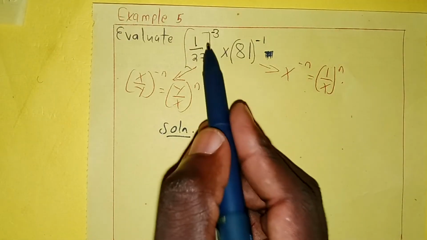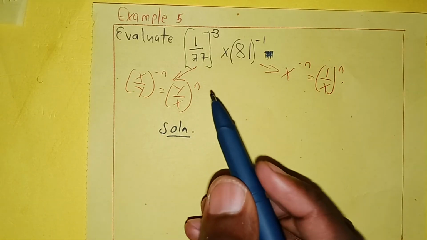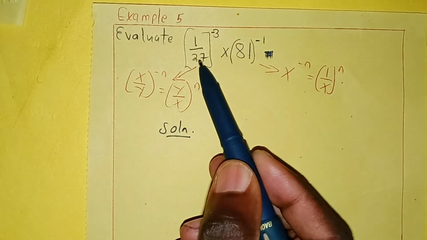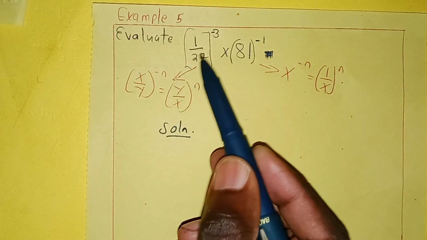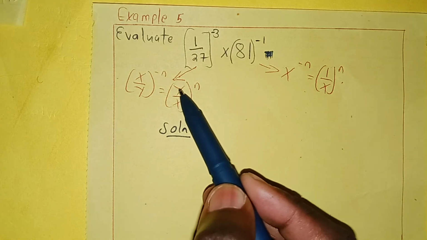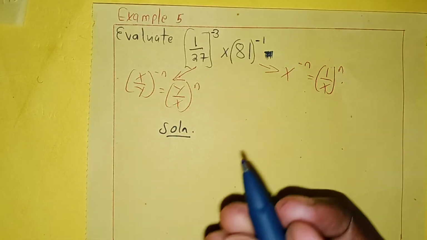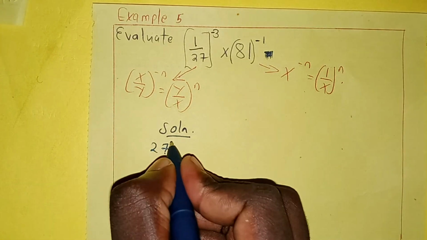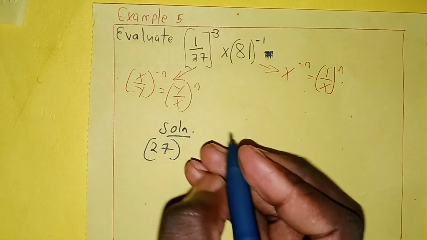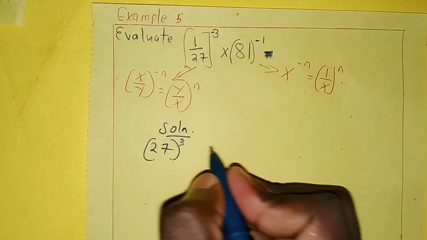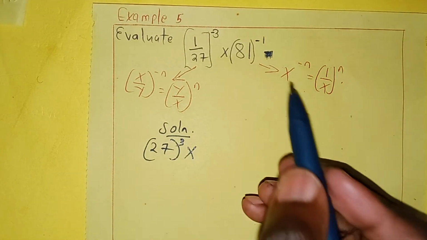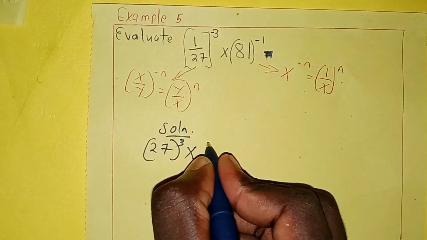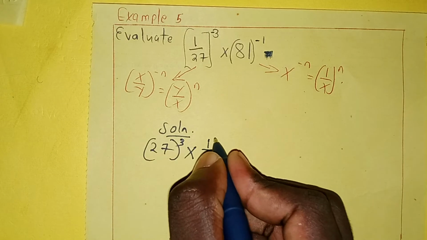Now starting with the first part, our x is 1 and our y is 27, then n is negative 3. So when you apply this law, our y is 27, so it will be 27 over 1, then power n, which is 3, times. Now when you apply this law in the second part, we'll have 1 over 81 raised to 1.